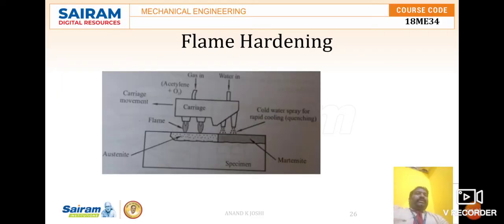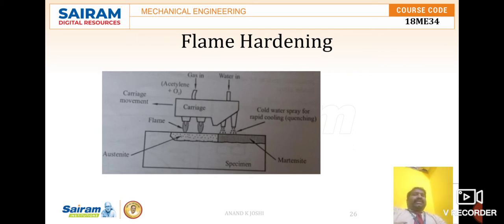For this flame hardening, we have to maintain the proper specimen position, and the rate at which the flame heats the surface of the specimen, and the area of the specimen is also very important. For a certain depth it becomes hard, so it should be maintained uniformly. This is one kind of hardening, flame hardening, and another one you must know is induction hardening.